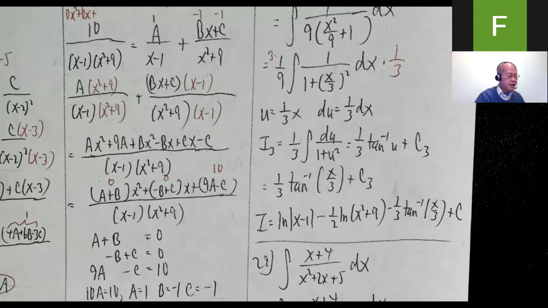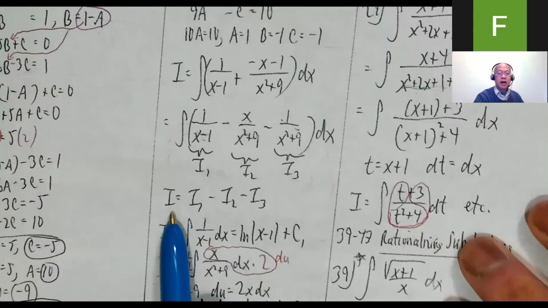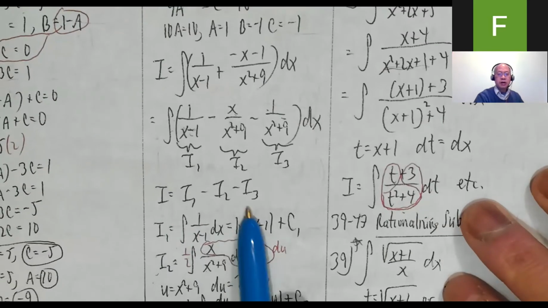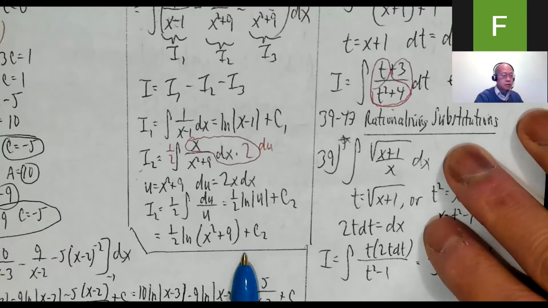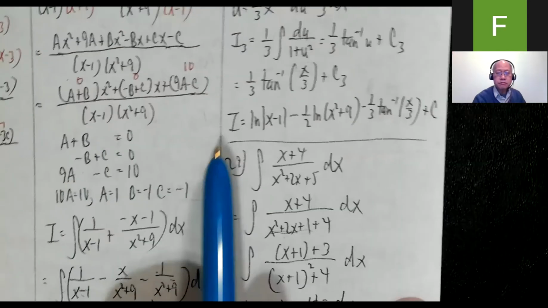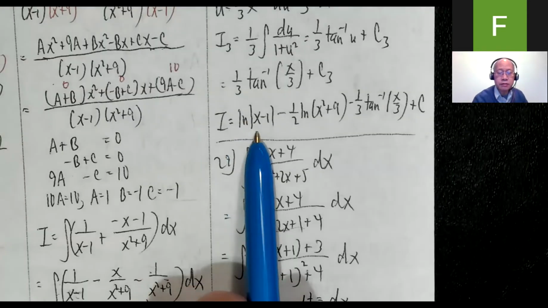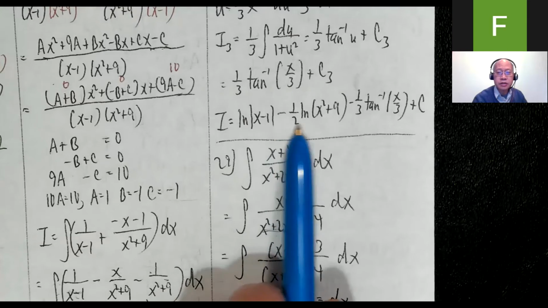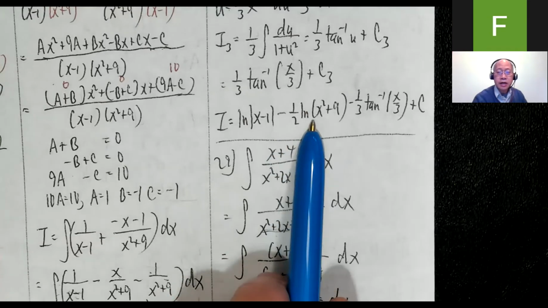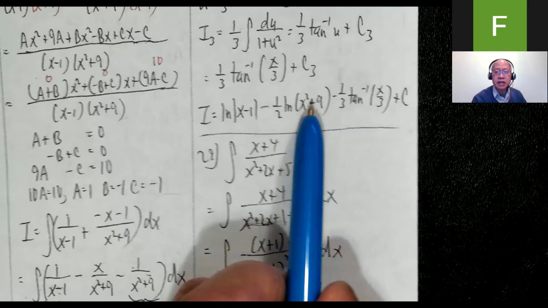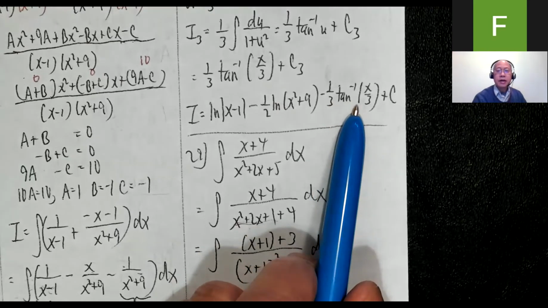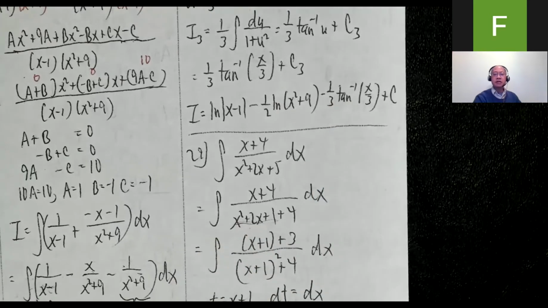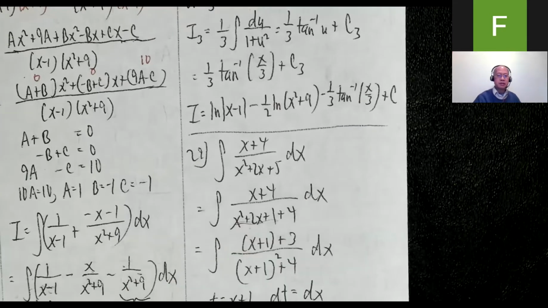Okay, and finally, put them all together. I is I1 minus I2 minus I3. So I1 was this, I2 was this, I3 was this. So here we go. ln absolute value of x minus 1, I1, minus I2, 1/2 ln x squared plus 9, minus I3, 1/3 inverse tangent x/3, and then plus C1 minus C2 minus C3. Now you can just put them all together. It's just plus C.